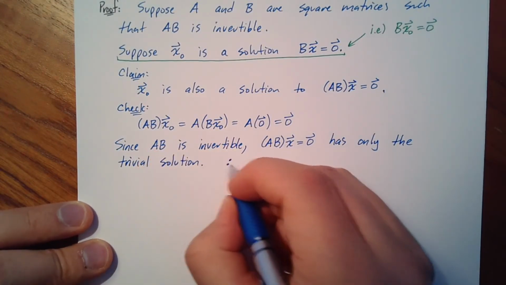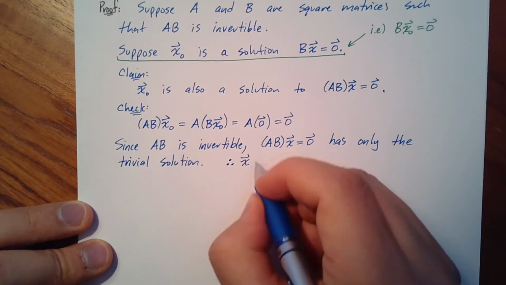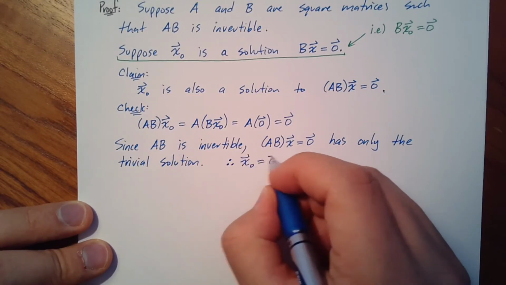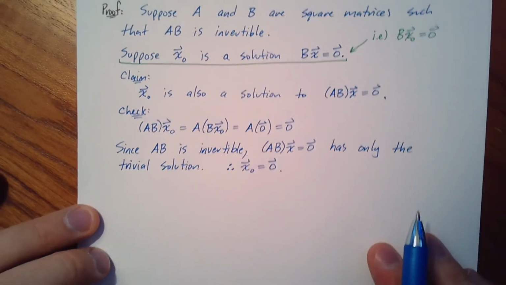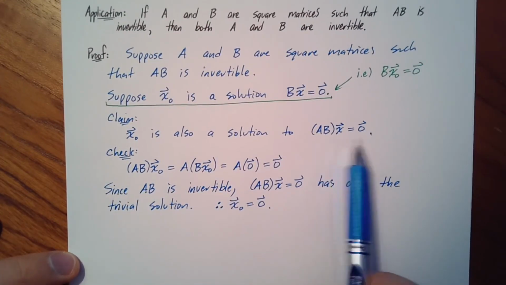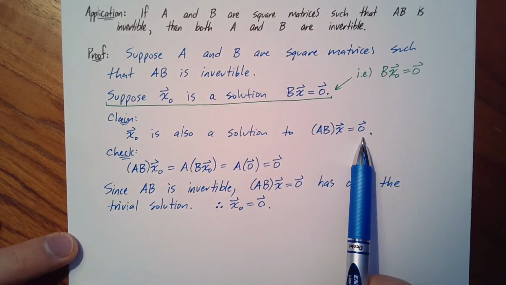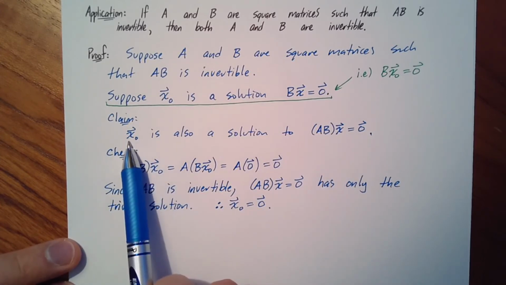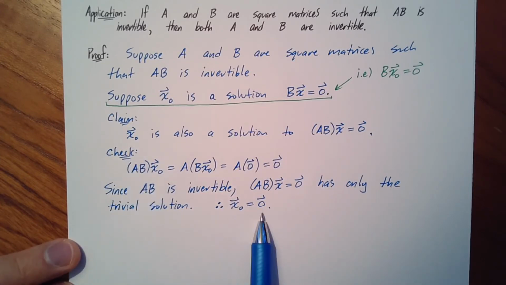And therefore, we can say that this x bar naught is really the trivial solution. Because if we verified that this x naught bar is a solution to this matrix equation, which based on the fundamental theorem of invertible matrices only has the trivial solution, well, that means this must be the trivial solution. So that's what we've written down here.